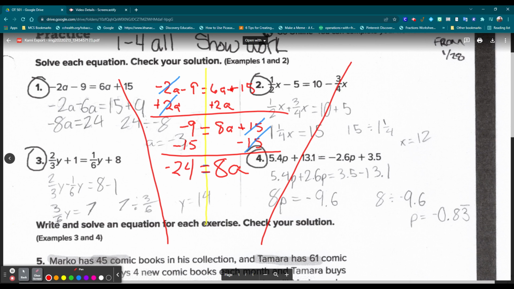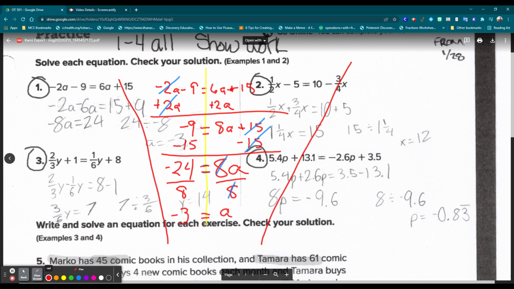All right, final thing to get my variable all by itself, I need to divide by 8. Whatever I do to one side, I have to do the same thing to the other side. Use those properties of equality. Purpose in doing that is it cancels out my 8 because 8 divided by 8 gives me 1, and 1 times a gives me just a. So now I've isolated my variable. And then negative 24 divided by 8 gives me negative 3.